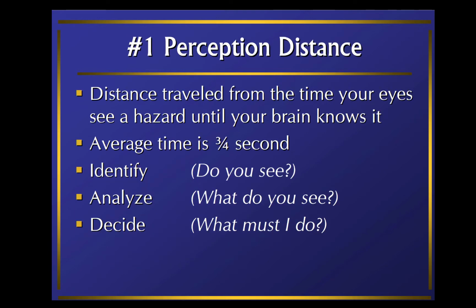The first factor for total stopping distance is perception distance. This is the distance traveled from the time your eyes see a hazard until your brain knows it. On average, this is about 3/4 of a second. And this is the time your brain is processing to identify the hazard, to analyze what you see, and decide what you must do.